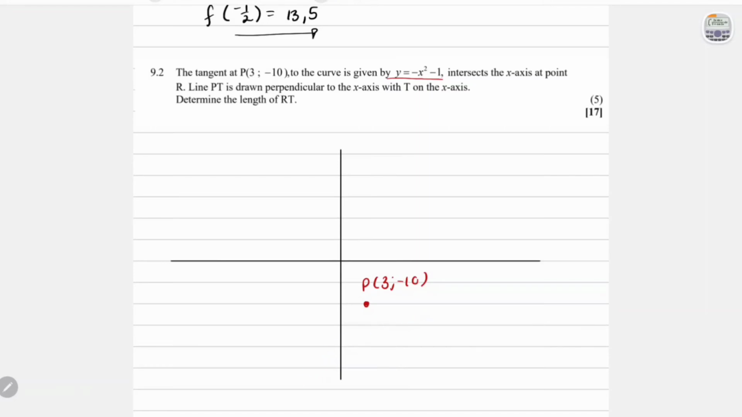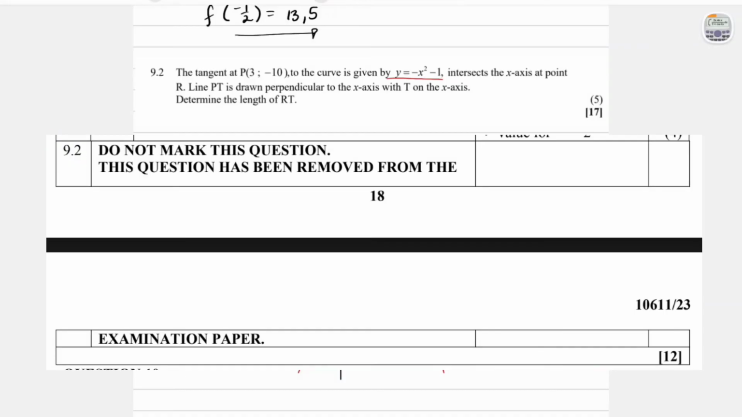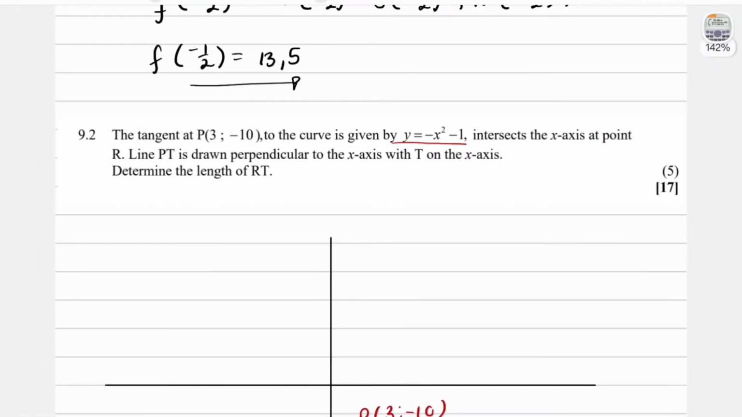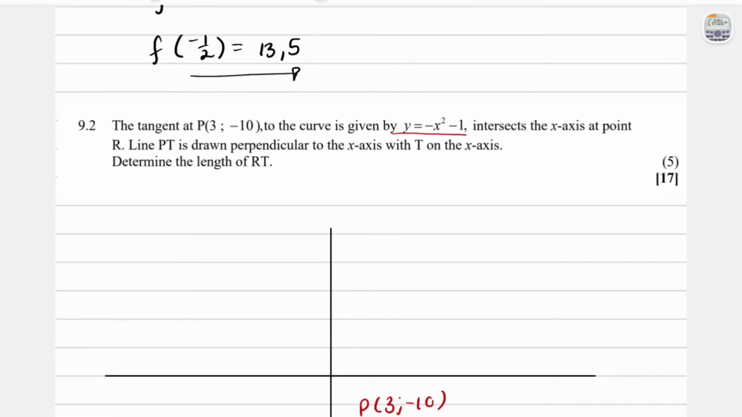Not sure. Okay, so let me just go ahead and look at this question quickly. If you check the marking guidelines, they actually say 9.2, do not mark this question. This question has been removed from the examination paper. So there was probably a confusion with that question, so that doesn't have to be done.